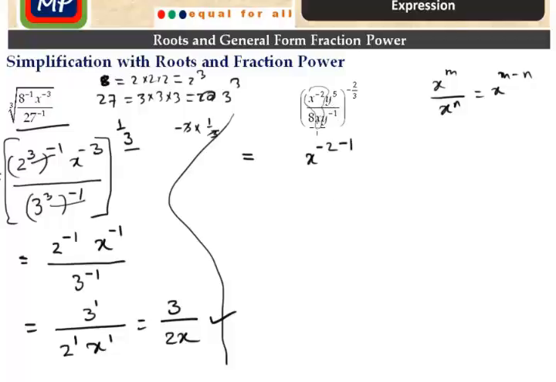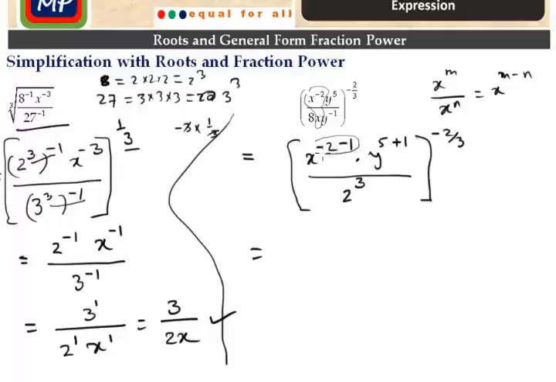Then y to the power 5 and minus 1, it will become plus 1, and this 8 will remain as 8. We will write it as 2 to the power 3. We know 8 is 2 to the power 3, and then this whole power minus 2 by 3. So now if we calculate this part, we are getting x to the power minus 3, and here we are getting y to the power 6.